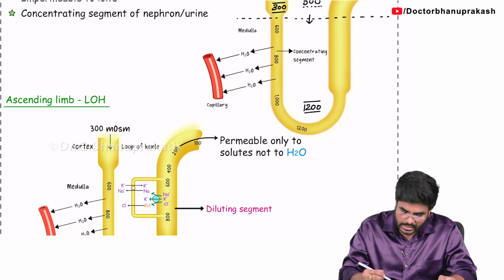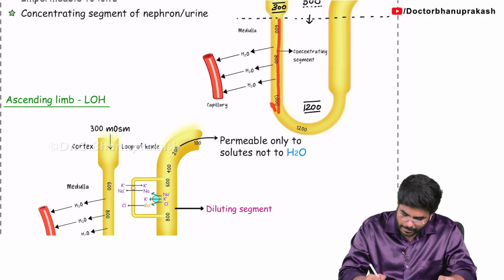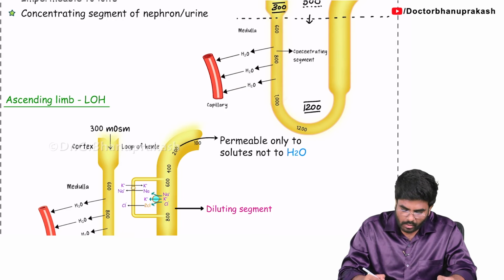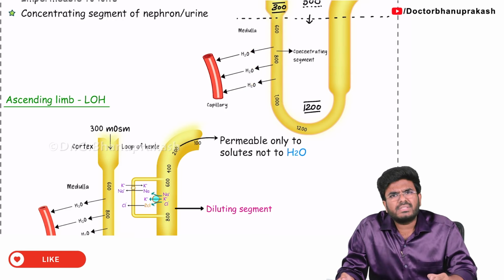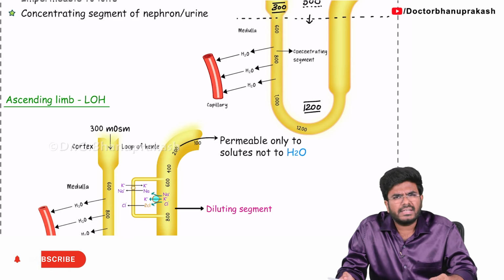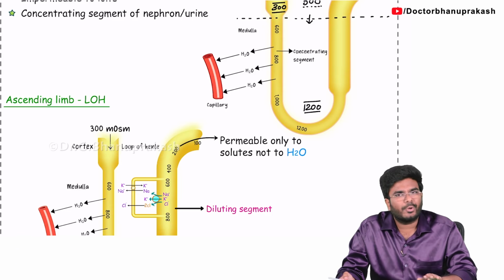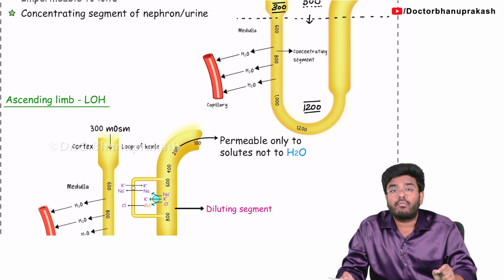So what I am trying to say, what is the descending limb of loop of Henle doing? It is helping in water reabsorption. It's only permeable to water. Are any solutes getting reabsorbed? Any sodium, chloride, potassium, magnesium, anything getting reabsorbed in the descending limb of loop of Henle? No. The answer is no. So it is only permeable to solvent but impermeable to solutes.